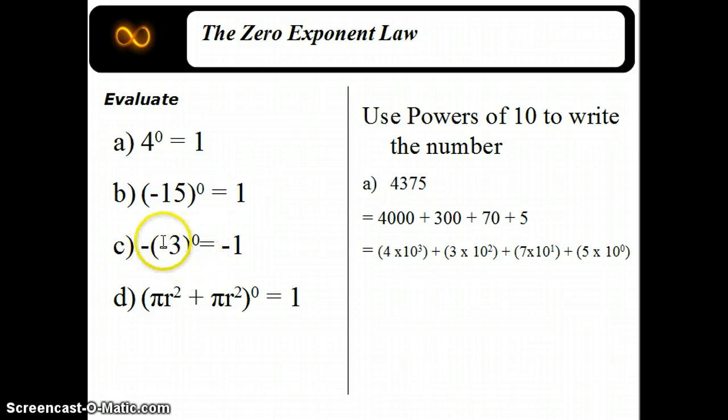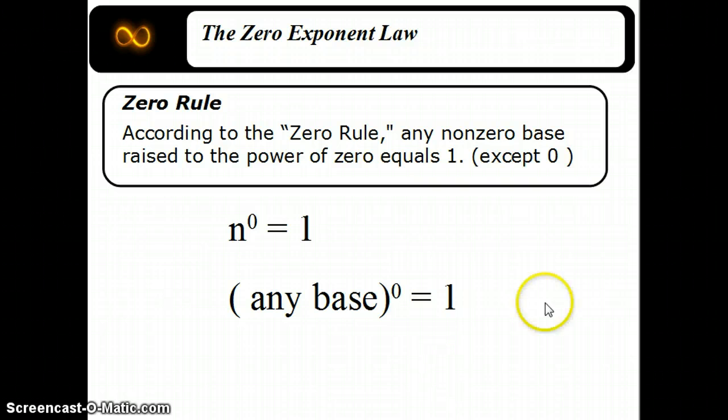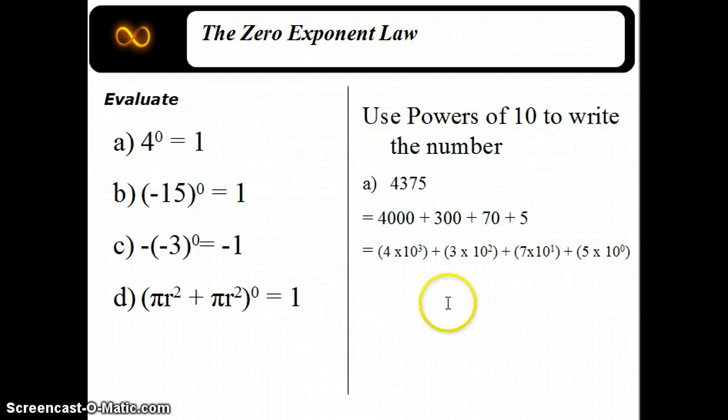The next example, any base raised to the power of 0 gives me 1, but on the outside there's a negative. So this negative comes over, and your answer becomes negative 1. Once again, any base raised to the power of 0 gives me 1. I'm not even going to worry about what's in the brackets. I know it gives me 1.